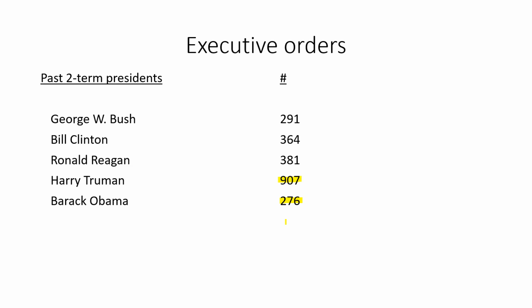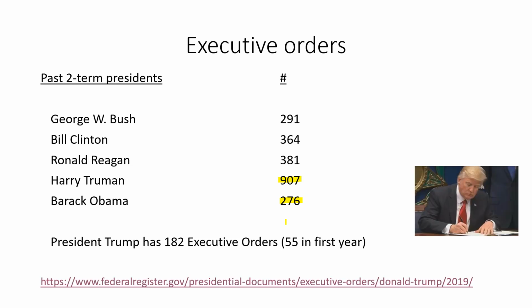And then with President Trump, he promised a lot of executive orders because of the gridlock that we have in our Congress. He had 55 in the first year. He has 182 at present as far as executive orders. But despite the number of executive orders, what the executive orders are doing is giving the president more power to establish legislative type acts.